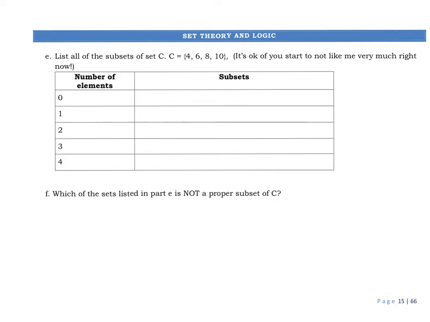Okay, set C is going to be a little bit less fun because now we have 4 elements. And so I think you could figure out that the number of subsets will be increasing exponentially here, as we will soon find out. So we all know that the set with 0 elements would be the empty set, and then the 1 element subsets.